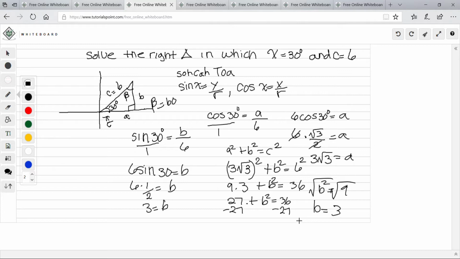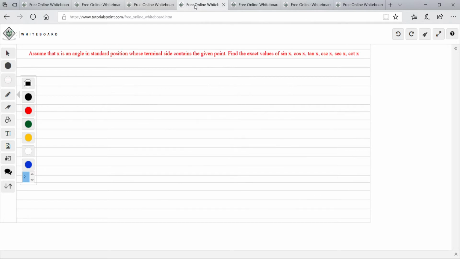Let's do another problem. Okay, so the problem says, by the way, assume that this is not an x, it should be alpha, because I couldn't find alpha on the keyboard, so that's why I used x. So assume that alpha is an angle in standard position whose terminal side contains the given point. Find the exact values of sine alpha, cosine alpha, tangent alpha, cosecant alpha, secant alpha, cotangent alpha.